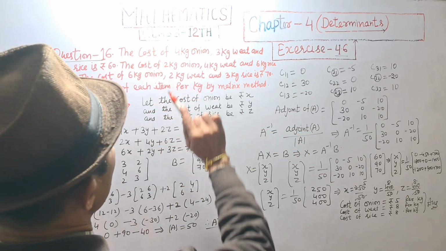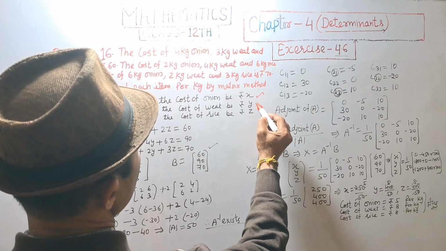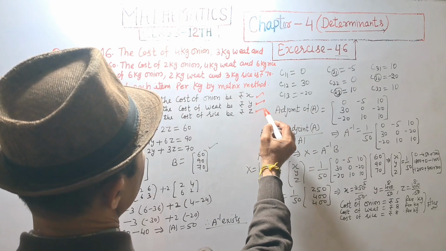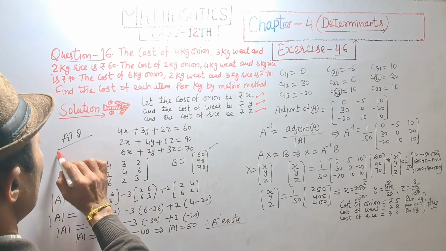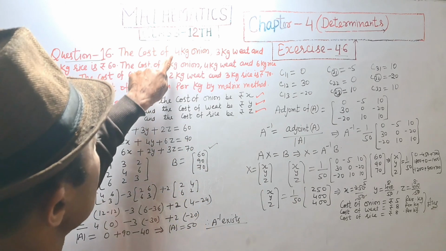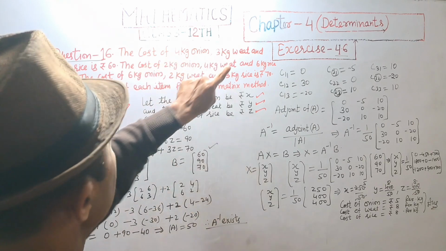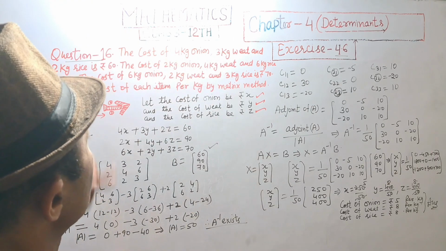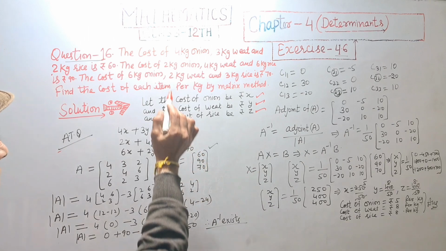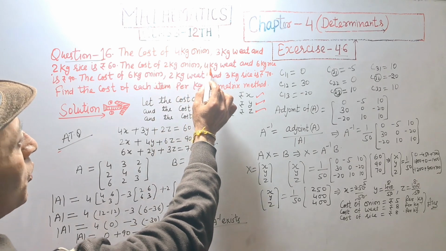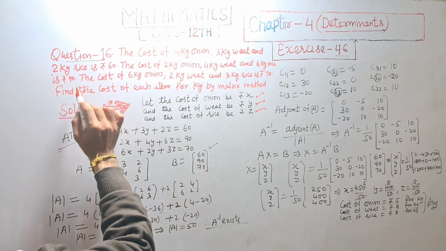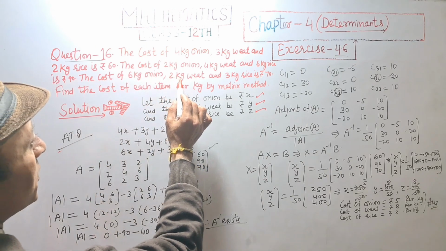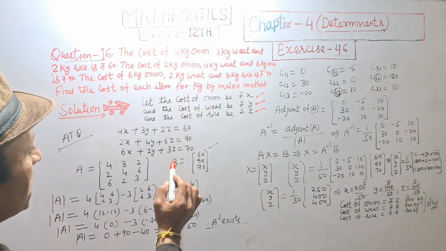Let the cost of onion be rupees x, cost of wheat be rupees y, and cost of rice be rupees z respectively. According to the question, 4x plus 3y plus 2z is equal to 60, its equation first. And 2x plus 4y plus 6z is equal to 90, its equation second. And 6x plus 2y plus 3z is equal to 70.